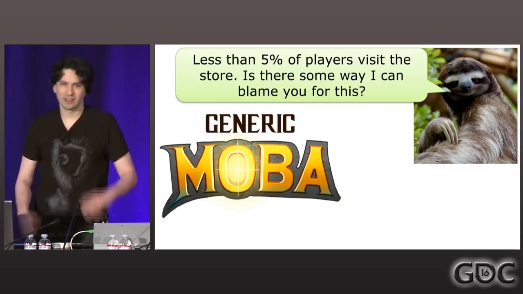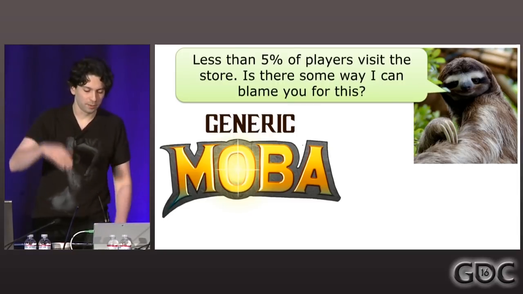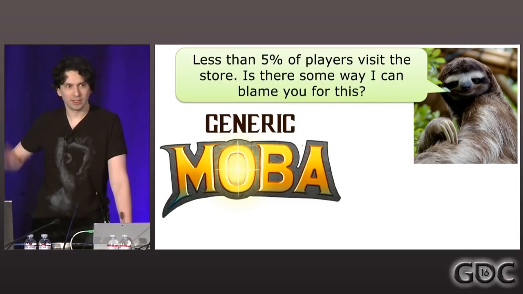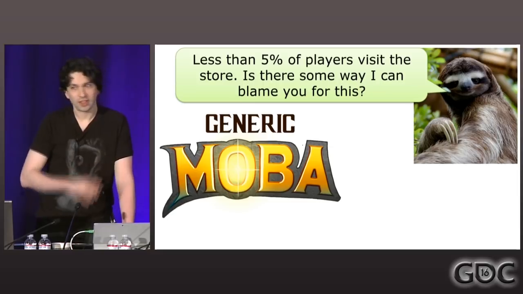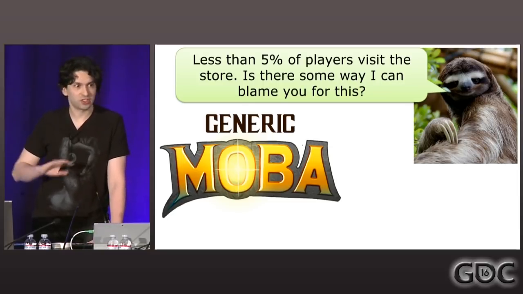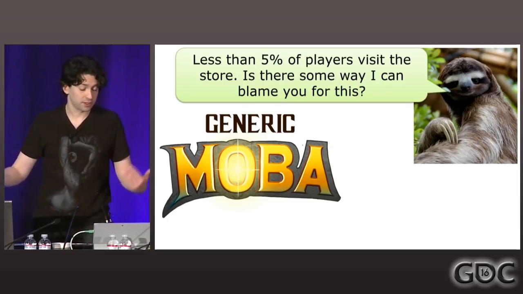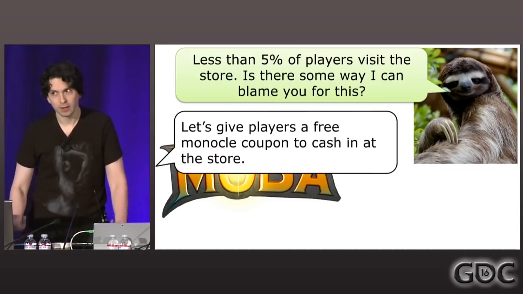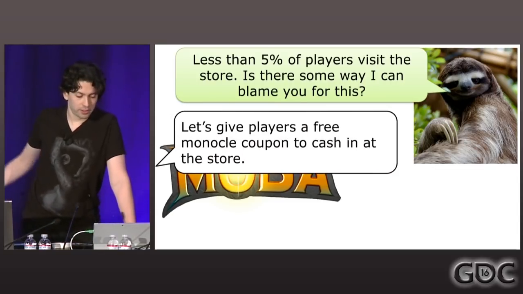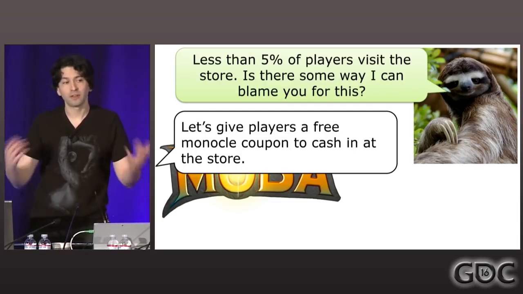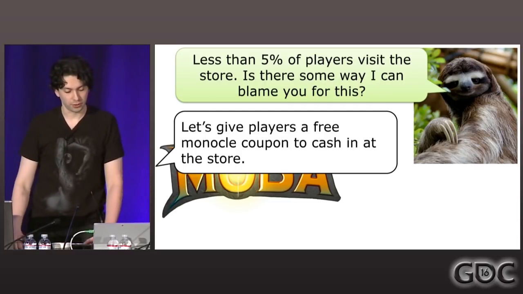Maybe there's an activation energy, like maybe they just have to get over that hump. So what can we do that makes them at least go to the store at least once and buy, or just do anything there, see that they have an inventory. Maybe they'll notice something's on sale and want to buy pants. So how about this? How about we give everybody a free coupon for one free monocle? And you go to the store and you cash that in, and then they'll have gone through the experience of knowing that the store is there and doing all that.